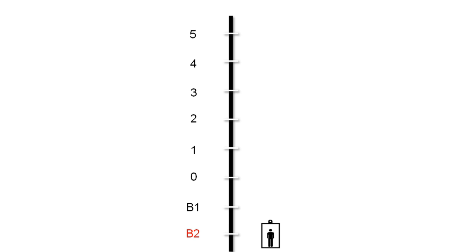The concept of below 0 can be represented using negative numbers. So instead of writing B1 and B2, we write negative 1 and negative 2. We can see the same movement of the lift on our new number line.